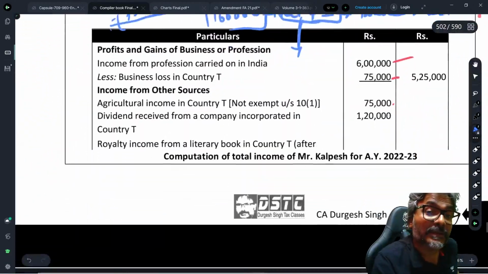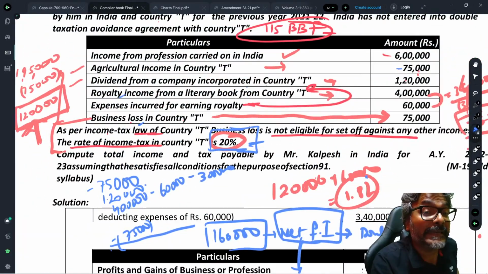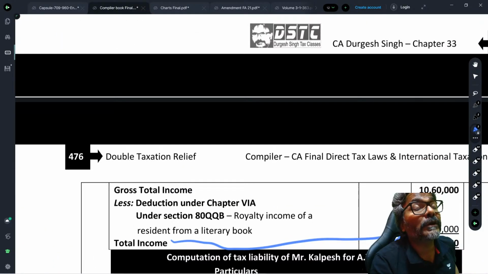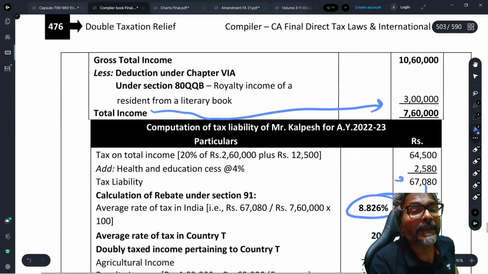Clear with this one? Now the challenge would be when for each source there is a different rate. If for each source there is a different rate of tax in the foreign country, then you have to go source wise. You will have to calculate, for each source, the portion of the foreign income from that source on which the tax was paid in both the countries. You will take that portion of the foreign income from that particular source, and then apply what, friends?